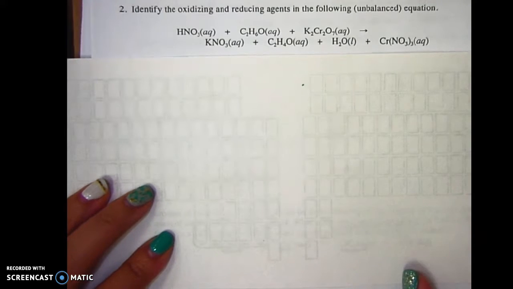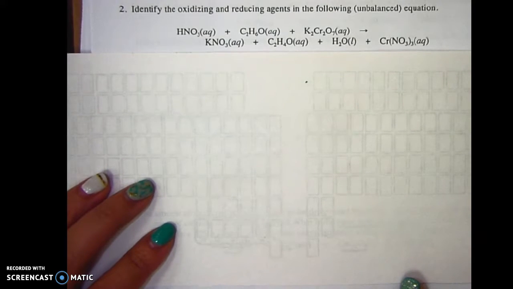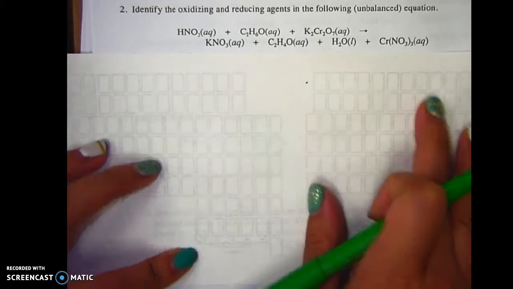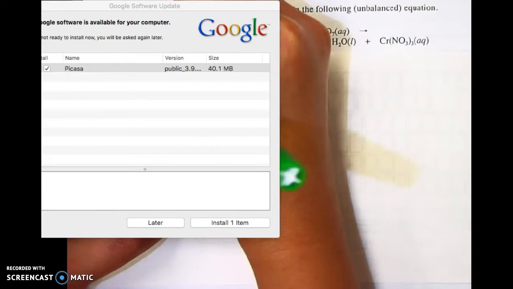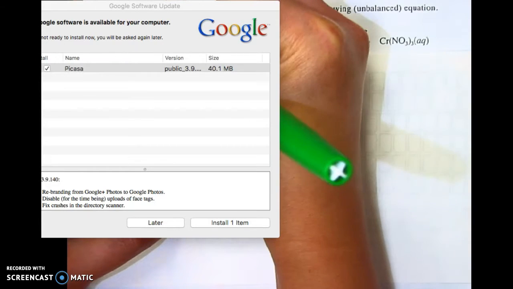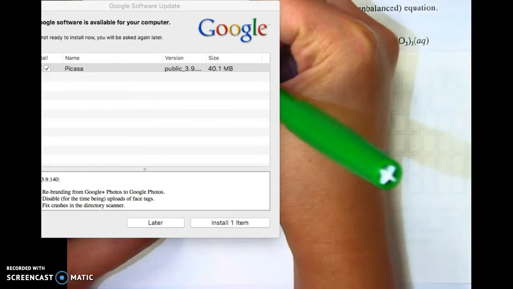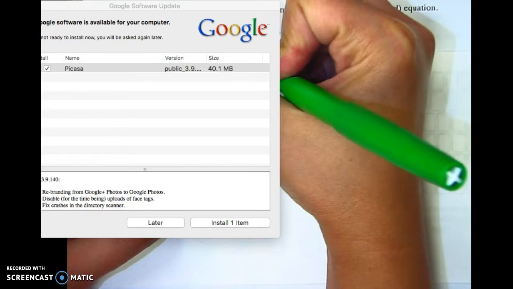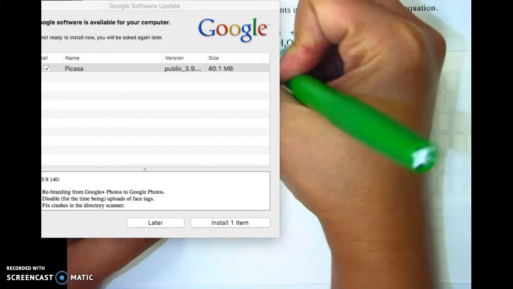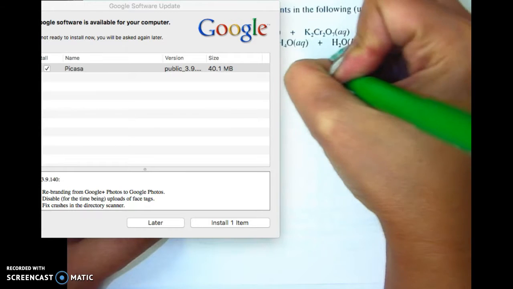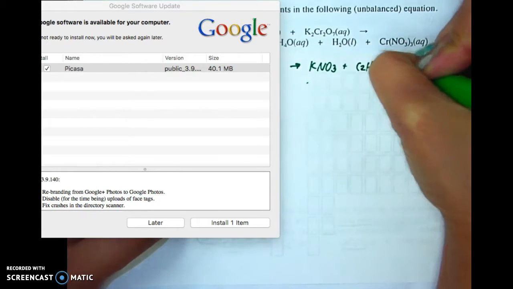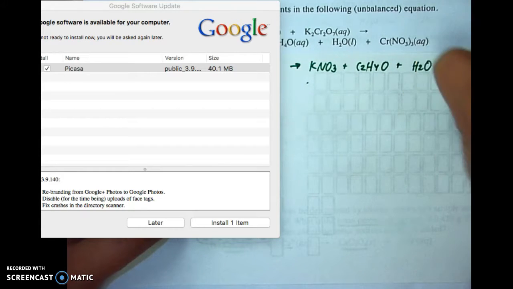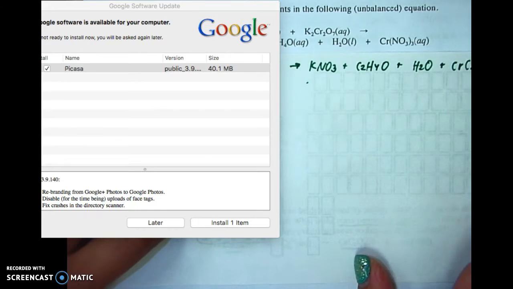All right, so for this problem here, you're trying to identify what the oxidizing and reducing agents are, and it's an unbalanced equation. I'm just going to rewrite everything to give us more room to identify the numbers. And we have potassium nitrate, CO2 plus water plus chromium nitrate. Okay, so that's off the page.